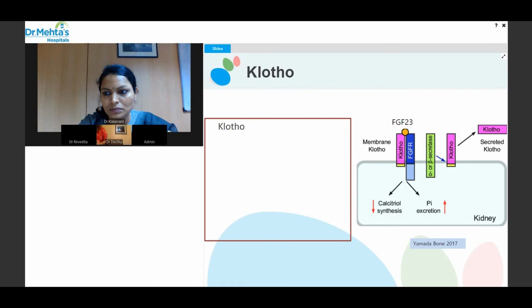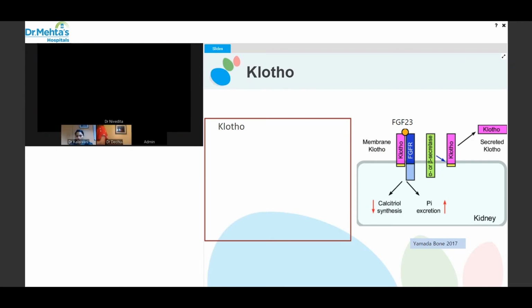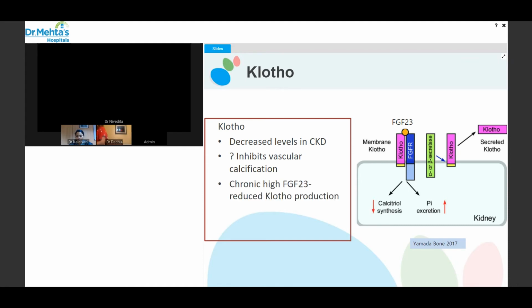Klotho, as we just saw, is a transmembrane protein that is responsible for the action of FGF on its receptor. The levels of Klotho are found to be decreased in CKD. Klotho also perhaps has an inhibitory role on vascular calcification and a protective effect against it. Chronic high FGF23 is associated with reduced Klotho production, and over the course of CKD, it probably causes something like an FGF23 resistance at the level of the parathyroid gland.